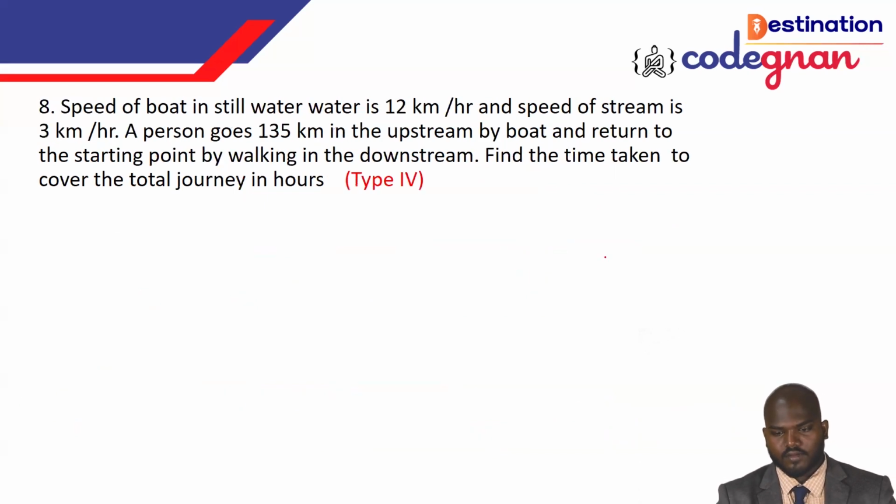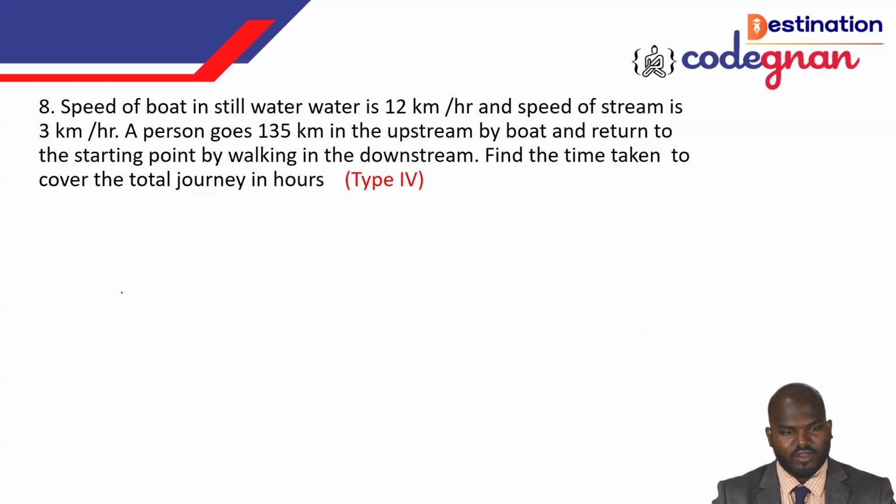Okay. So next one, you can consider that the speed of the boat in still water they have given here is 12 kilometer per hour, and the speed of the stream they have given here is 3 kilometer per hour. The person goes 135 kilometer upstream by boat, returning to the starting point by walking downstream. So find the time taken to cover the total journey. It's an interesting question we can consider.